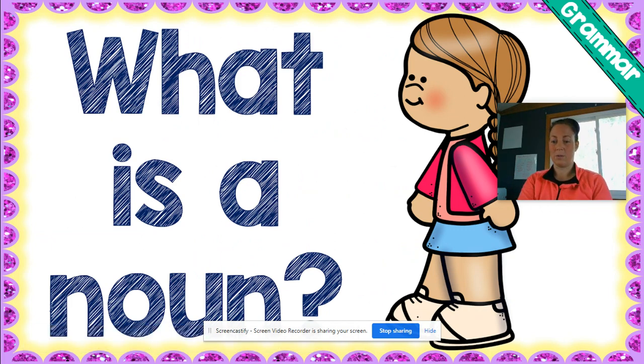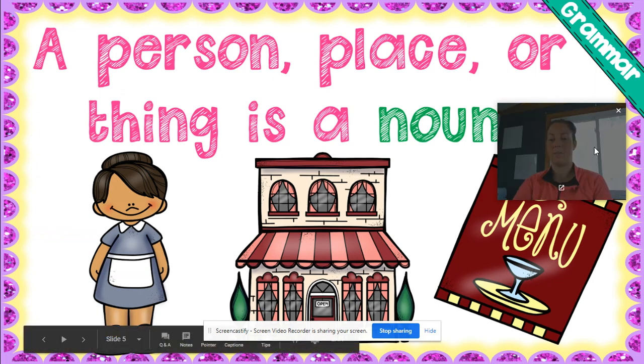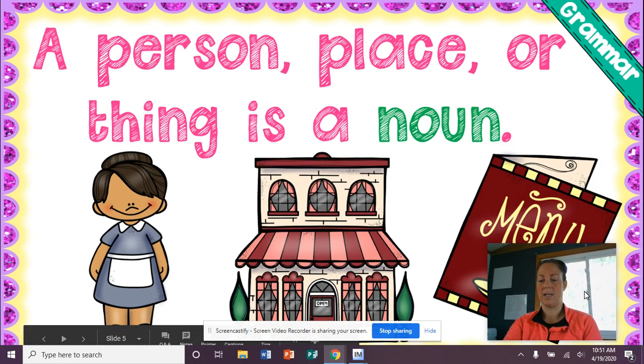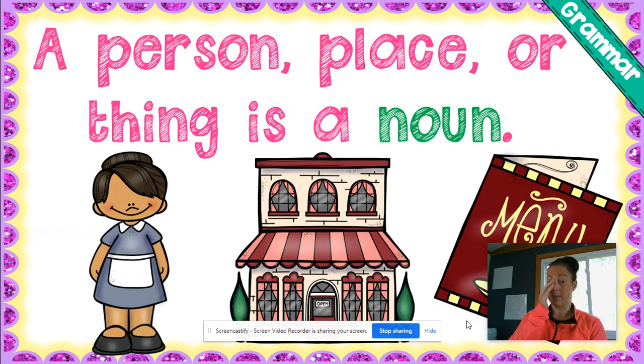So hopefully you all remember what a noun is. A noun is a person, place, or thing. And remember, we talked about the other day, how a noun can be a common noun or a proper noun. Proper nouns are typically names of something, and the big giveaway is that they have a capital letter to start.